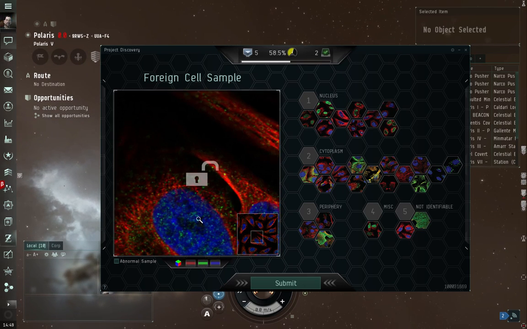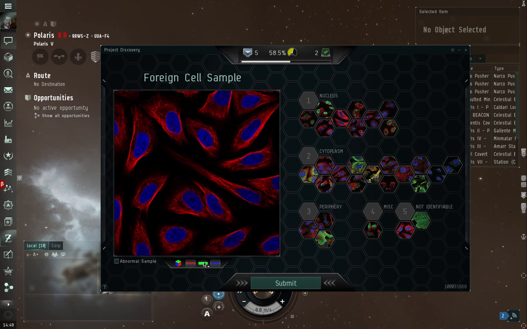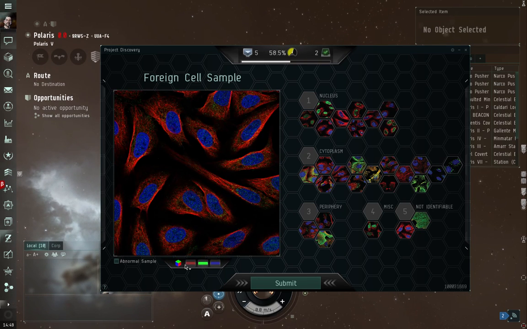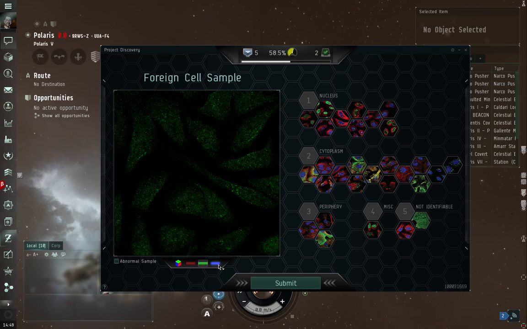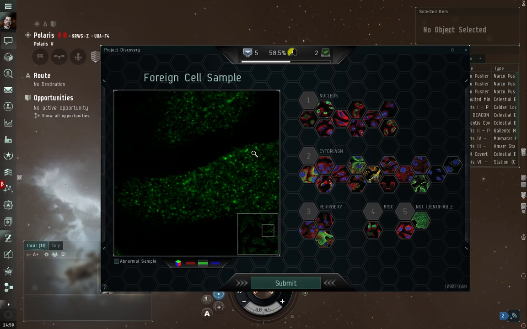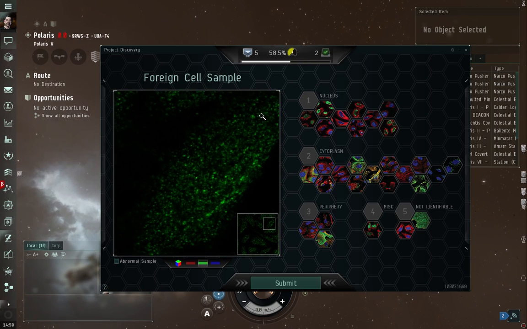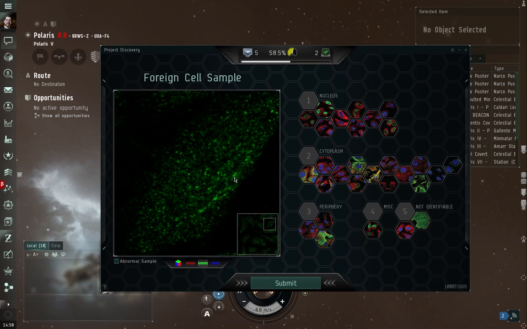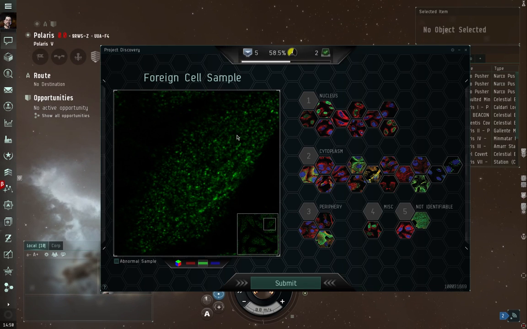So let's zoom out again. Look at the green only. I thought I also saw something up here. Maybe mitochondria, if it was more spaghetti-like.